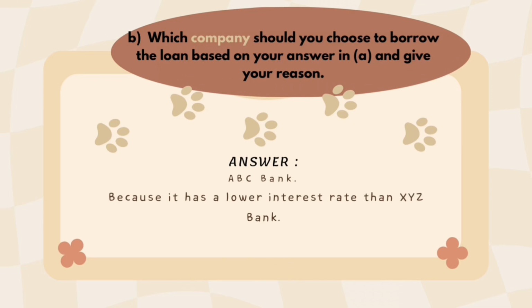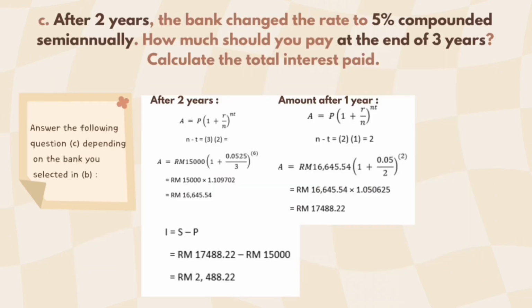Now let's compare. ABC Bank charged 2,534 ringgit 81 cents, while XYZ Bank charged 2,802 ringgit 20 cents. Since ABC Bank has a lower total interest, it is the better option to choose for this loan.